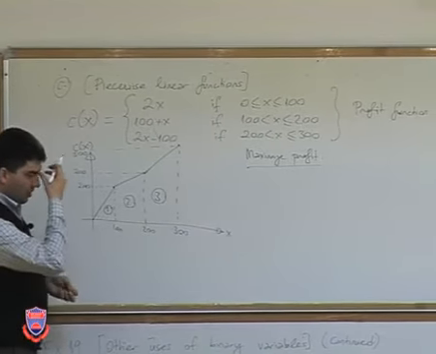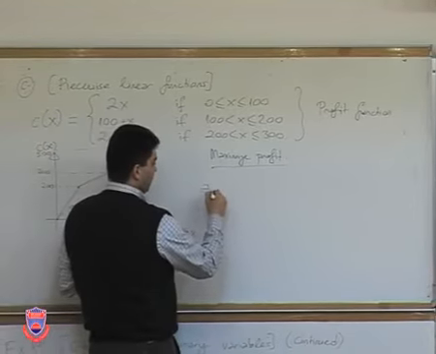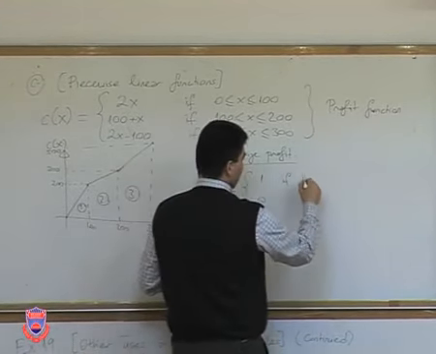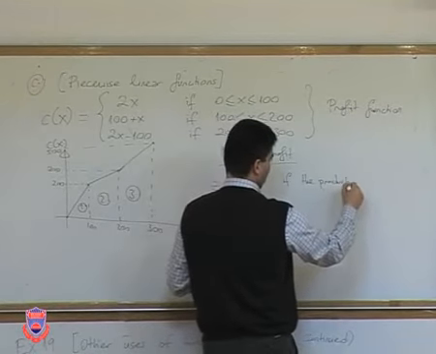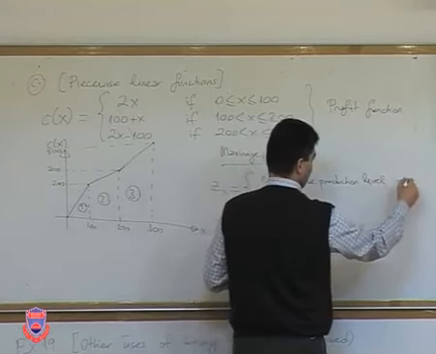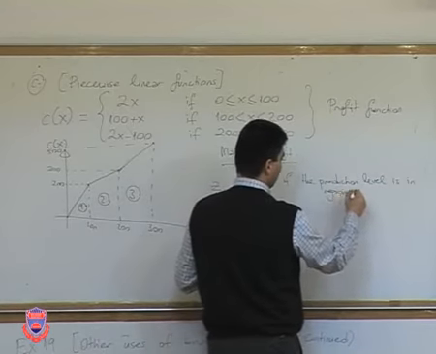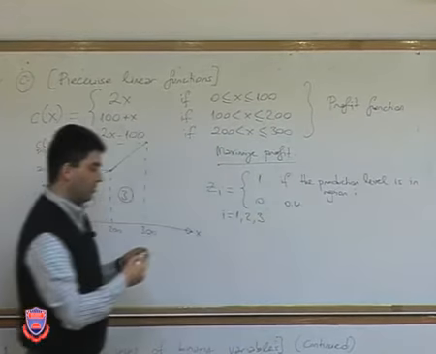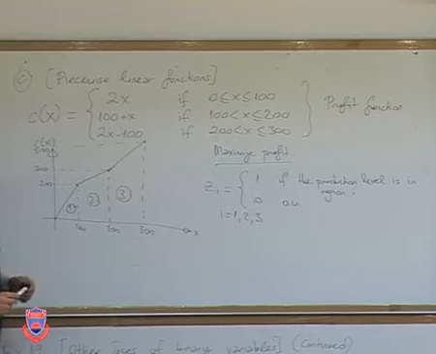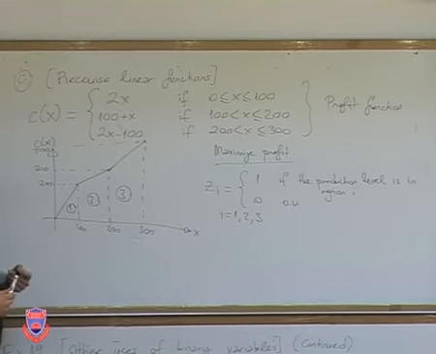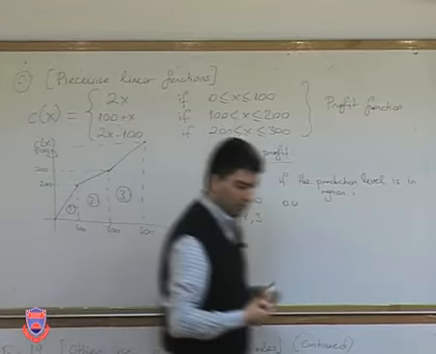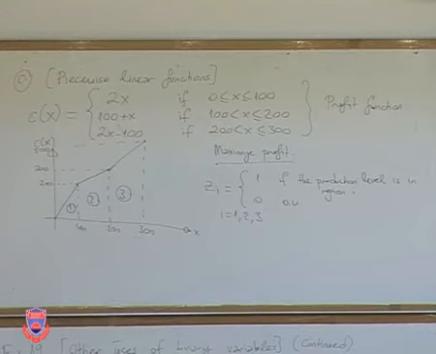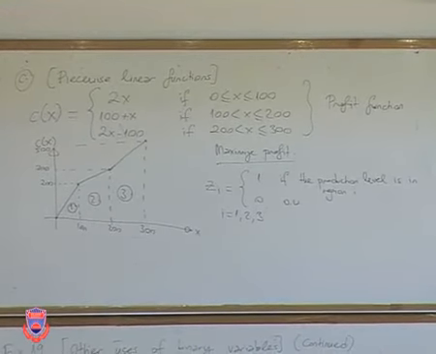So what I'm going to do is the following. I'll define a binary variable, which I'm going to call zi. It's going to be equal to 1 if the production level is in region i, and it's going to be 0 otherwise. And since I have 3 regions, I'm going to have 3 binary variables. So this looks like a good start, basically. All right, what else do I need?